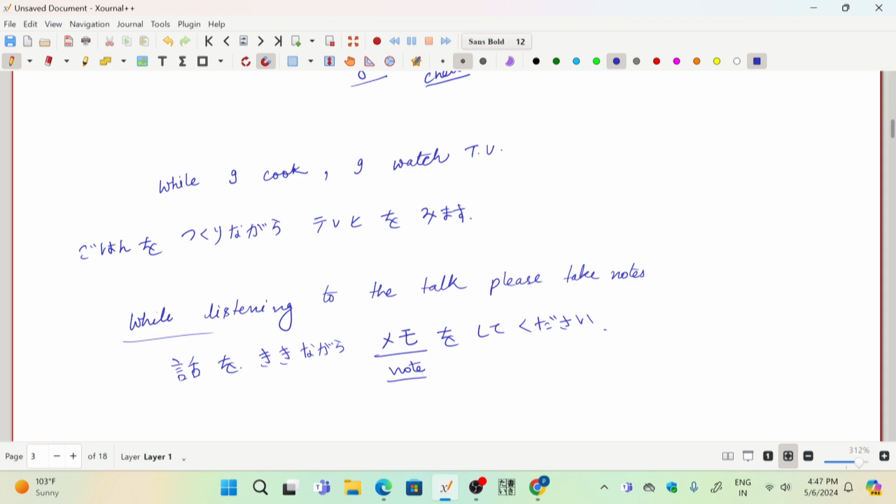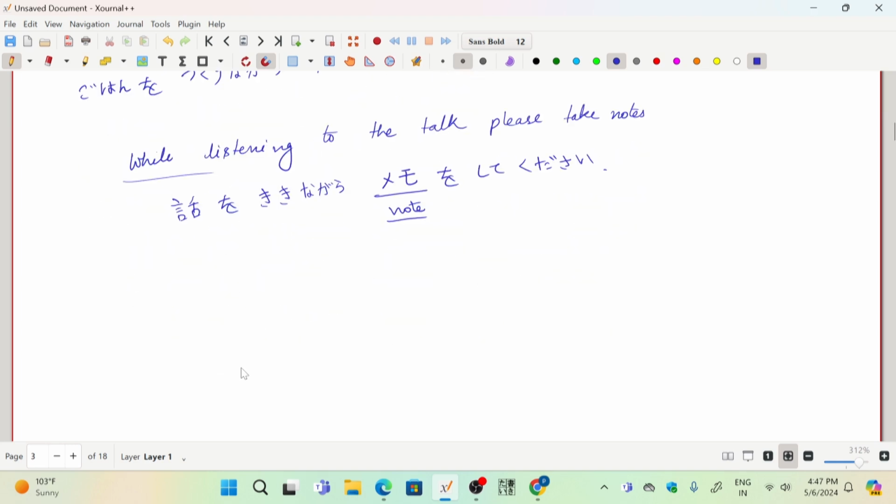So please do notes. Or while having tea, I talk on phone. So having tea will be ocha. Ocha o nomi nagara. I talk on phone. Denwa de hanashimasu. So this is how we use the pattern nagara.